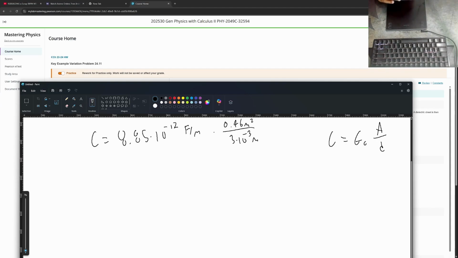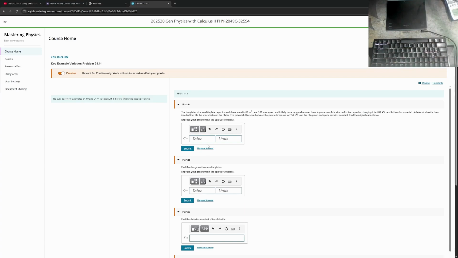0.46 divided by 3 times 10 to the power of negative 3. And so we get 1.53 times 10 to the power of 2, which is going to multiply by 8.85 times 10 to the power of negative 12. And so we then get a capacitance of 1.36 times 10 to the power of negative 9 farads. You can round it.